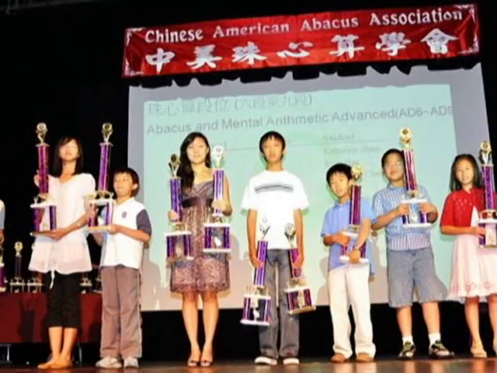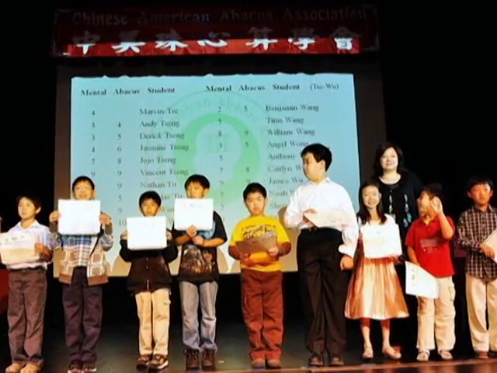CAAA conducts an assessment examination of abacus and mental arithmetic ability on an annual basis. In 2010, we opened up a new examination center in Massachusetts. CAAA now has 7 testing centers scattered throughout the United States. All level-qualified students are awarded a certificate. Those advanced students who have achieved a first grade level and above are issued a trophy to recognize their hard work. Recognition scholarships are awarded to high-achieving students and as an incentive for all students to work hard.